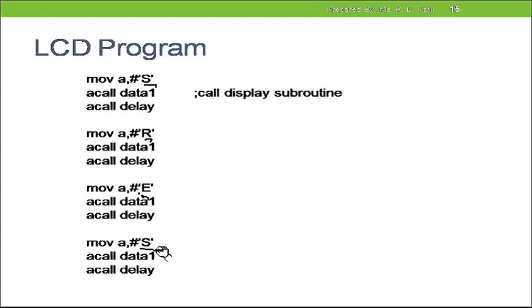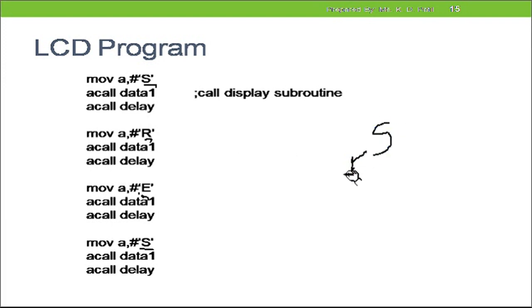Yes, this is the data which I want to send to the LCD, which I want to display on the LCD. So S will not be sent, but the ASCII value of S will be sent to the LCD. How will it be sent? Again, same as the command.